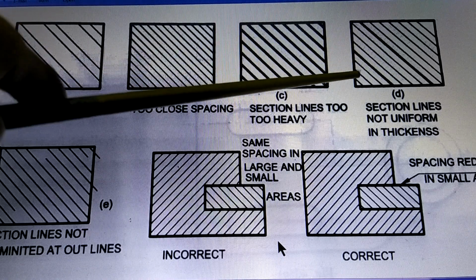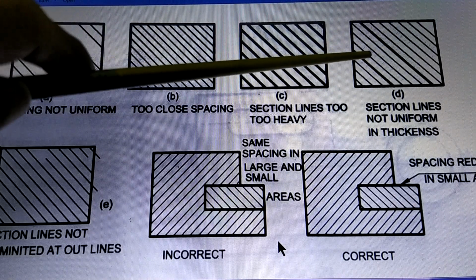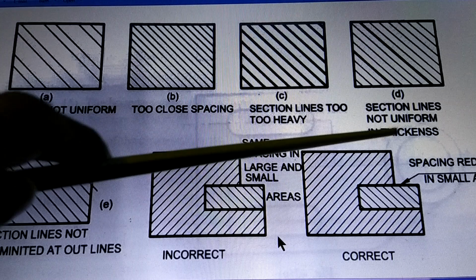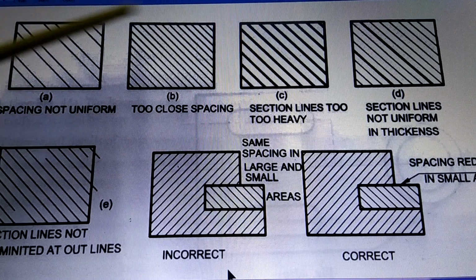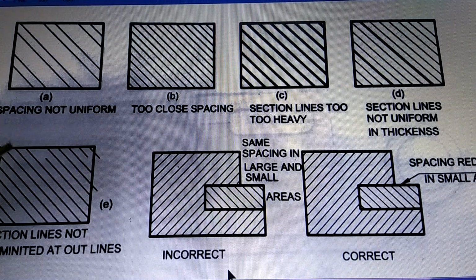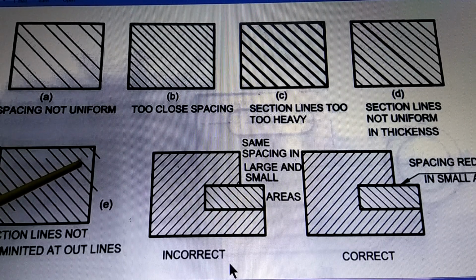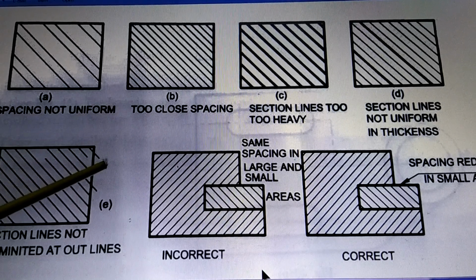Now the section line intensity is not same. Some of them are light, some of them are dark. Again, uniform thickness is not there. Now here the section lines are not touching the outline. They are breaking in between, which is again incorrect.